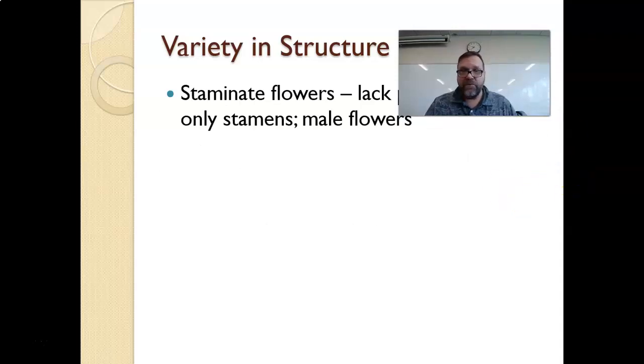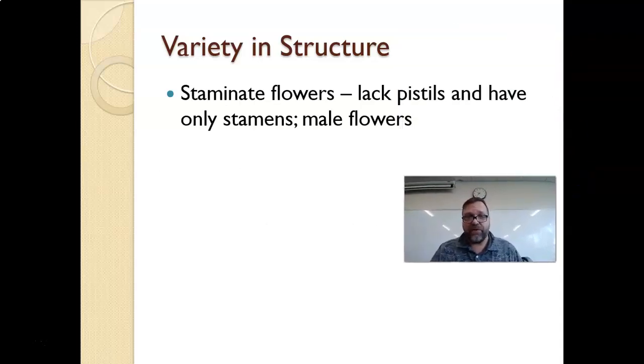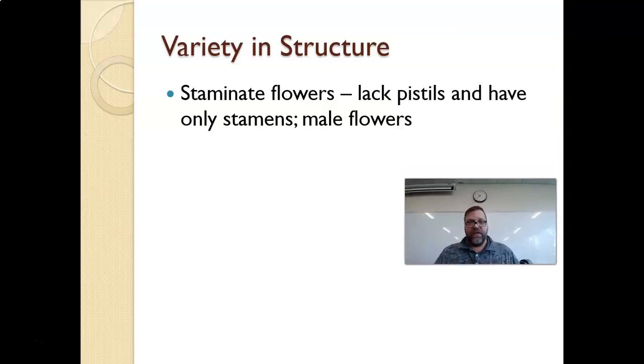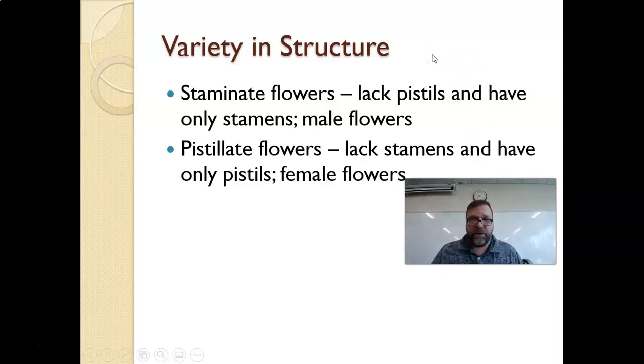And then you've got to keep moving, I guess. Staminate flowers lack pistils. They only have stamens. Stamens are the male parts of the flower. So the stamen would be the male reproductive part of the flower. The pistil is the female part. So if you have a staminate flower, it only has the male parts.